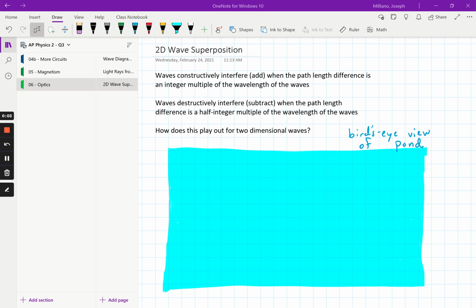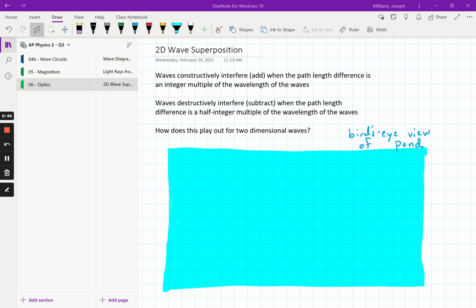Hi folks, in this video we are going to be talking about wave superposition with two-dimensional waves. So we saw in previous videos that waves constructively interfere and they add together to get an increased amplitude when the path length difference is an integer multiple of the wavelength of the waves that are interfering. We also saw that waves destructively interfere, that is, their amplitudes subtract, when the path length difference is a half integer multiple of the wavelength of the waves. So the question we want to answer in this video is, how does this play out for two-dimensional waves?